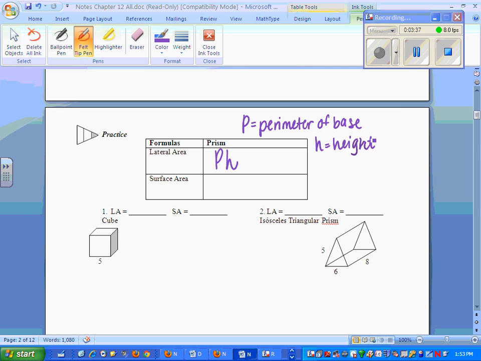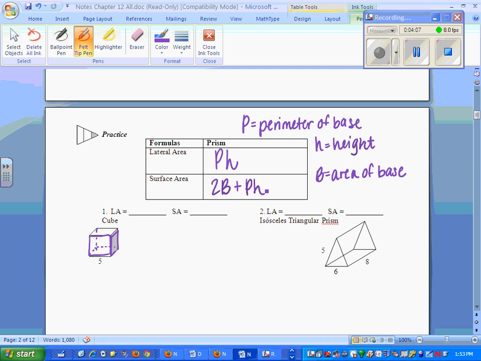Now there's more than one way to do this. You don't have to do it that way. You could actually find all these areas: the side, the front, this side, and the back, and add them together. But this way will also work: perimeter of the base times the height. Surface area is the bases, so we say 2B, where B is the area of the base, plus the lateral area, Ph.